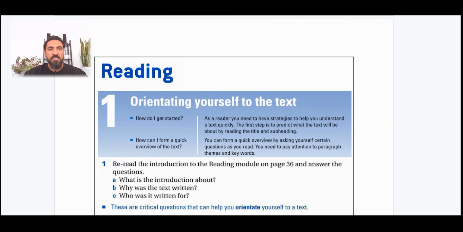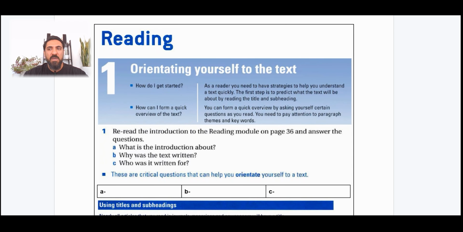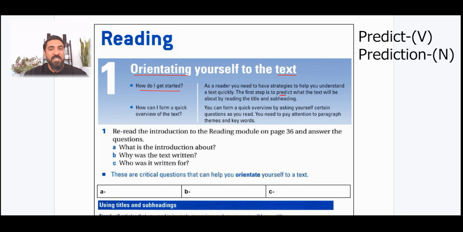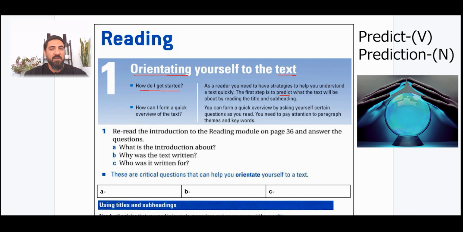As you can see, the first unit is about orientating yourself to the text. Orientating means becoming familiar with the text and understanding the situation and the text that you're going to read. Now, how can you get started when you have an IELTS reading test? As a reader, you need to have strategies to help you understand a text quickly. The first step is to predict what the text will be about by reading the title and subheading.